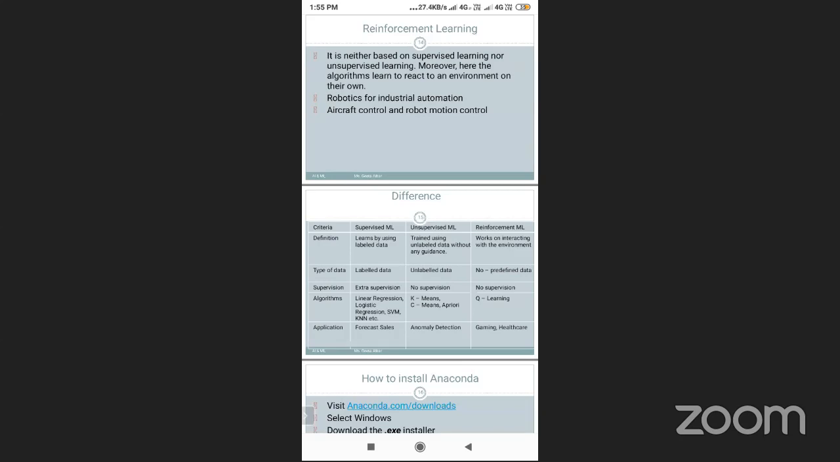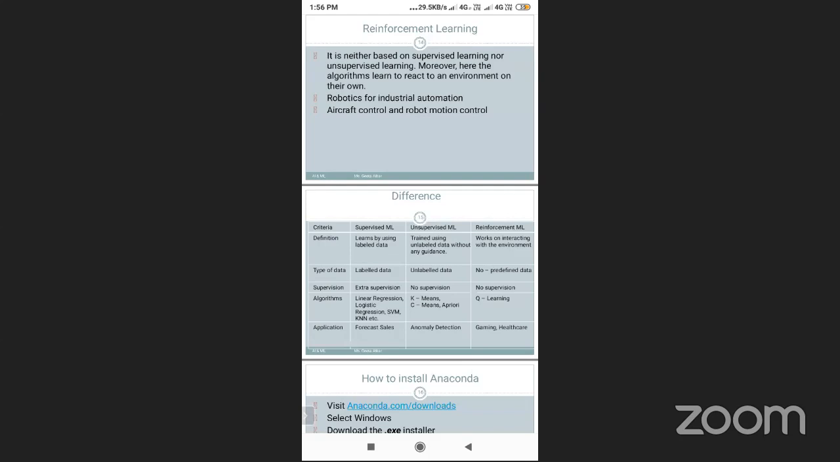The second point is the type of data. In supervised learning, we use labeled data. In unsupervised learning, unlabeled data is used. In reinforcement learning, we are not predicting any data given as input to the machine. Supervised learning needs extra supervision to check whether the algorithm is performing accurately or not. But in unsupervised learning, no supervision is required once we have trained the system. Also, in reinforcement learning, as it reacts directly with the environment and changes on its own, there is no need for supervision.